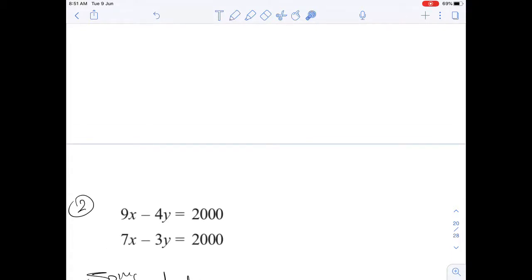Now here we have 9x minus 4y equals 2000, 7x minus 3y equals 2000. Again I am repeating it, what we have to do is make the coefficient of any of these variables the same. Unless these coefficients are the same, we cannot cancel it. So right now I think it is easy for us.